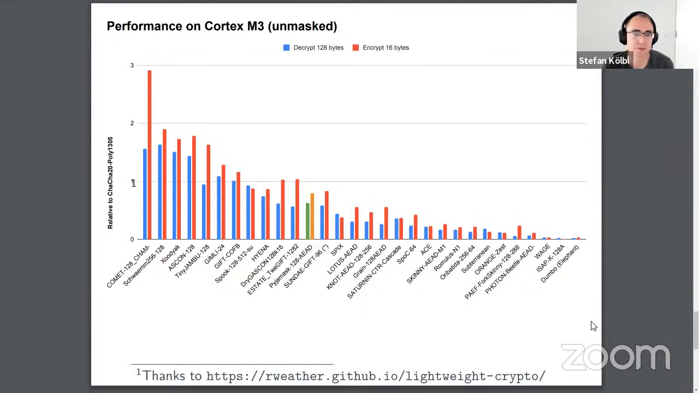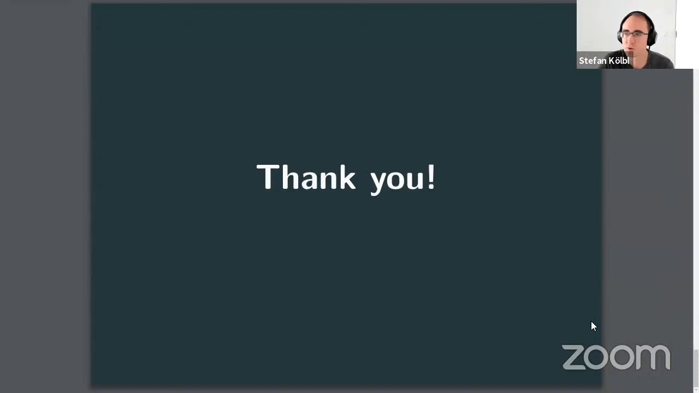If you see a 1 on the side, that means this design is as fast as ChaCha-Poly1305 on Cortex M3. As you can see, there are some designs that are faster, especially for shorter inputs. But PGMask is still not too far away from ChaCha20 in this comparison. I think the factor is around 0.7 or so. So even if you do an unmasked implementation, the performance is reasonable on those platforms. And this concludes my talk, and thank you.